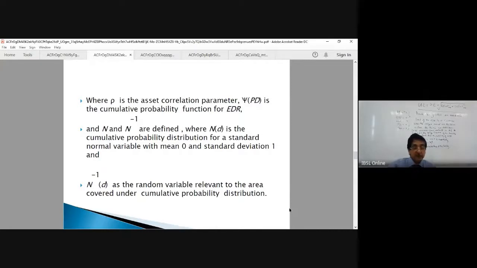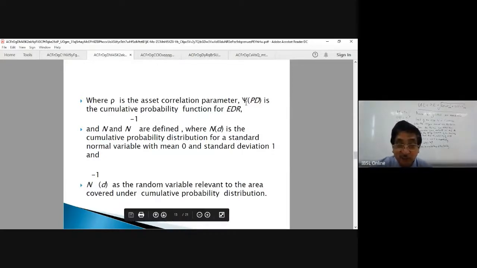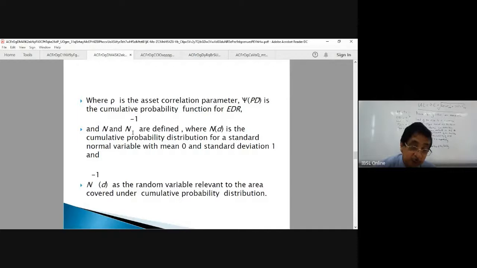Now you can just go through these things and see what these notations explain, where rho is the asset correlation parameter. Psi(PD), now this letter is just like a three-shoulder, you can see it is called psi. Psi(PD) is the cumulative probability function for EDR. And N and N minus 1 are defined where N(x) is the cumulative probability distribution for a standard normal variable with mean 0 and standard deviation 1. And N minus 1 gives the random variable relevant to the area covered under the cumulative probability distribution. So these are the explanations with regard to the notations given in the formula.